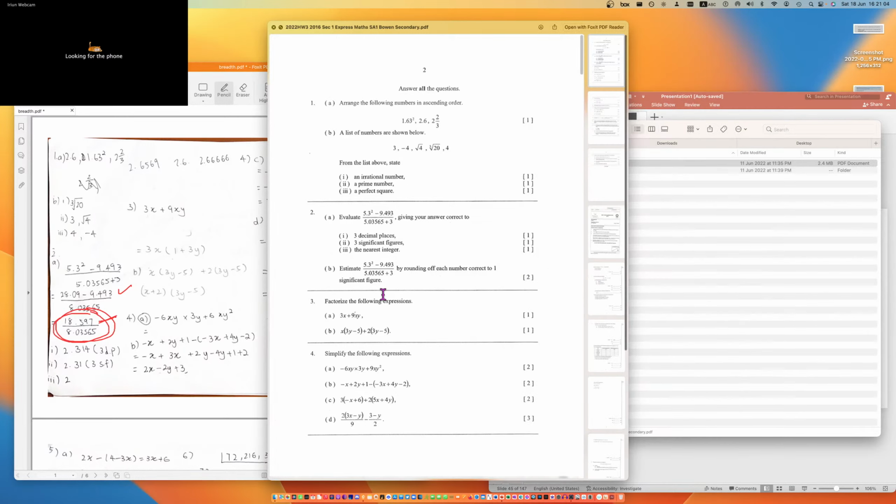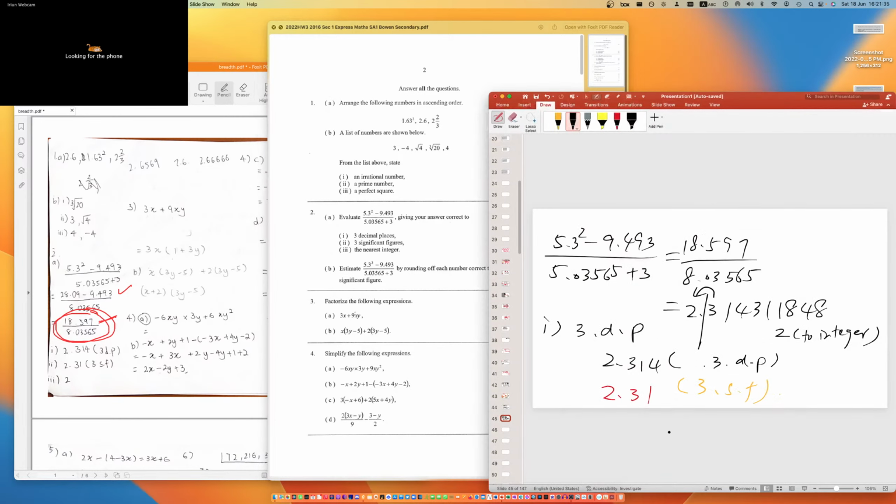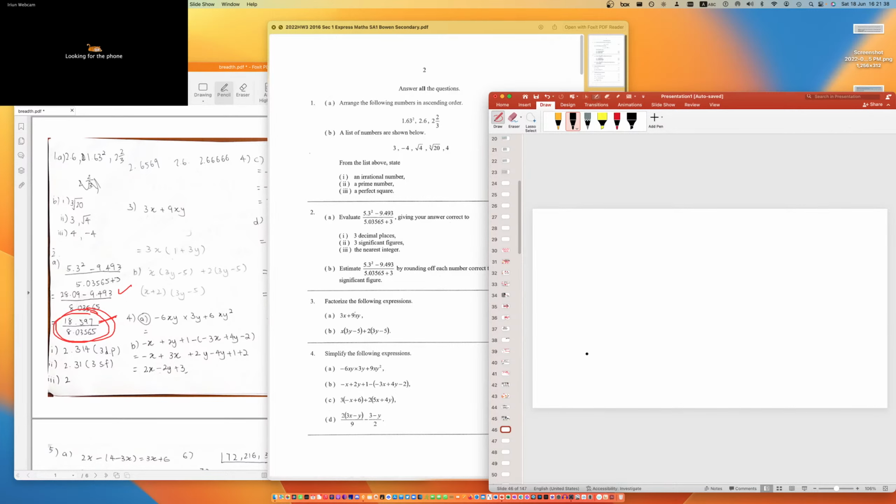Okay? Estimate by rounding off each number correct to one significant figure. So this question A and this question B are different, but they are both estimation and approximation, just a different way of approximating. For A, you get the answer, then you round. But for this one, you round before you get the answer. For part B, you round off first. So all of them, you round to one significant figure first.